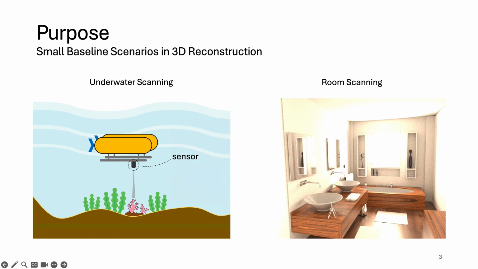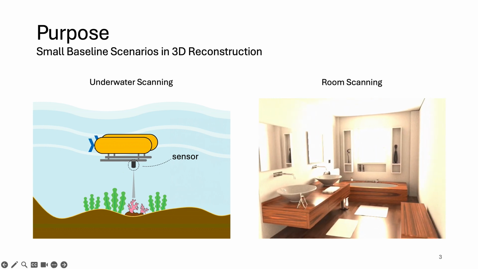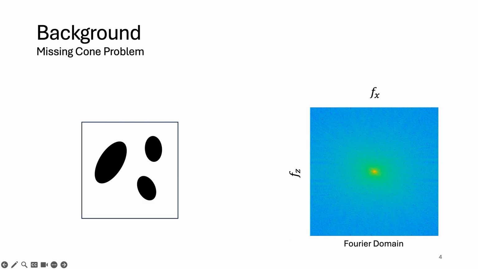However, in the restricted baseline scenario, such as scanning the seafloor or a room, it will overfit on the training dataset. This is called the missing cone problem. Let's consider a 2D volume, assuming no interreflections and far-field sensing, which is like the volumetric scene after the local affine approximation in the Gaussian splatting algorithm.